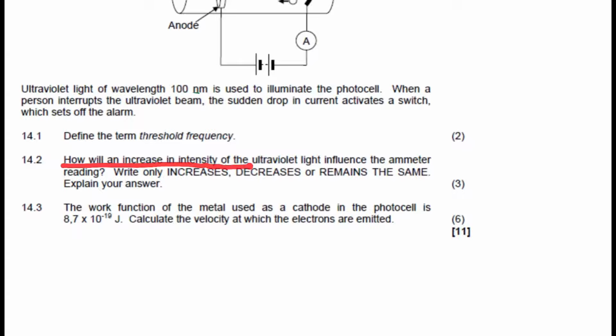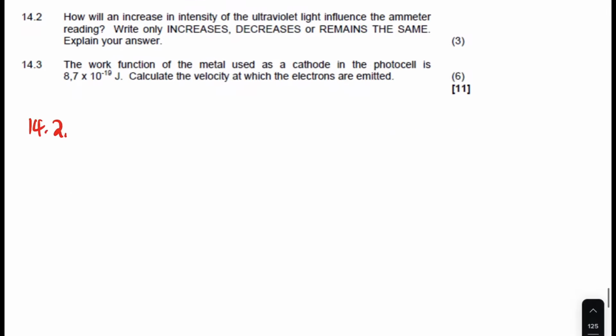How will an increase in intensity of ultraviolet influence the ammeter reading? So if you change the intensity, which is the brightness of this UV light, how is it going to affect the ammeter reading? Surely the ammeter reading will increase there. So the answer in 14.2: the ammeter reading will increase. What is the reason?